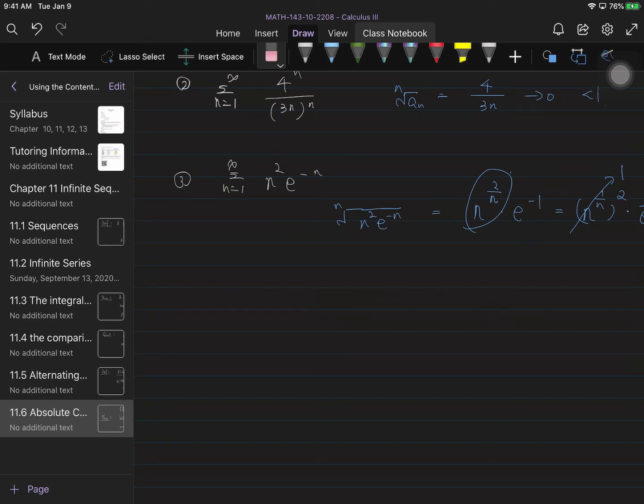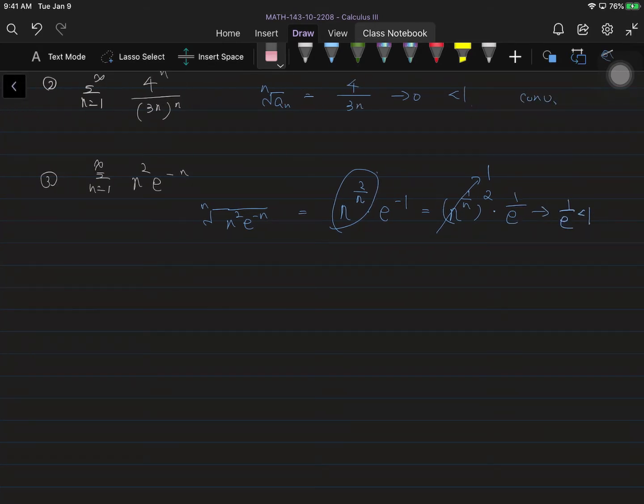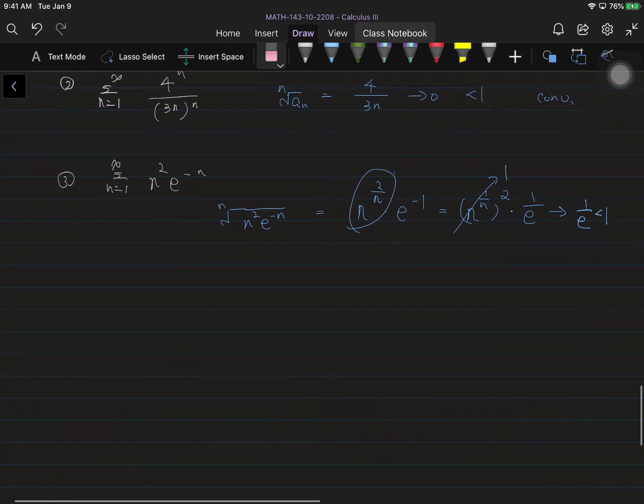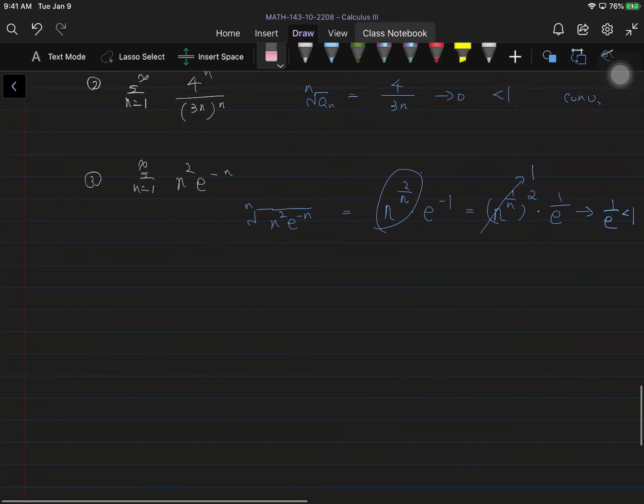Hello, let's continue to study the absolute convergence in 11.6. So let's take a look. Firstly, I'm going to give you the definition for absolutely convergent, or absolute convergence.